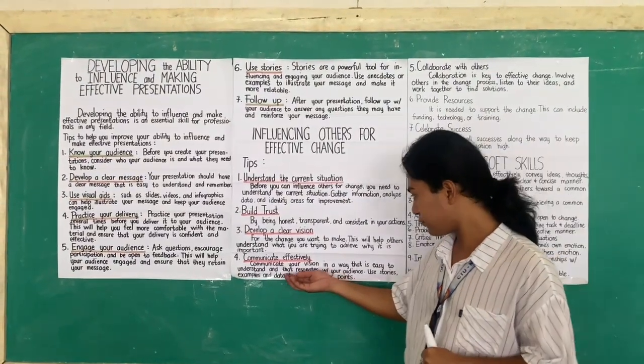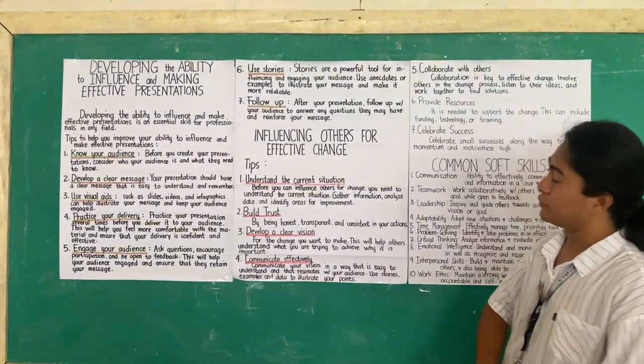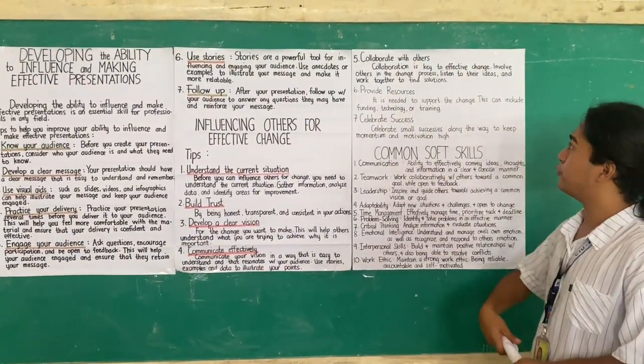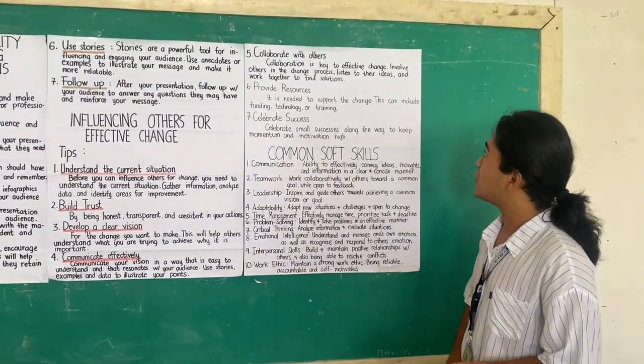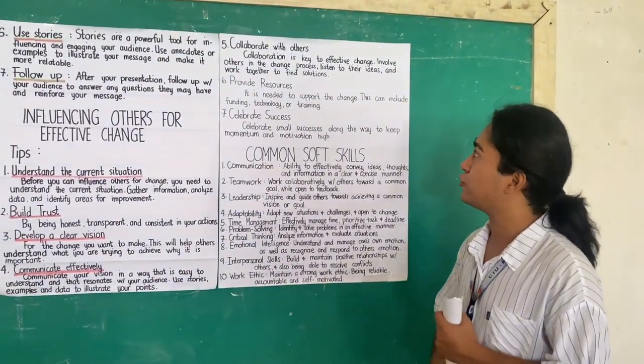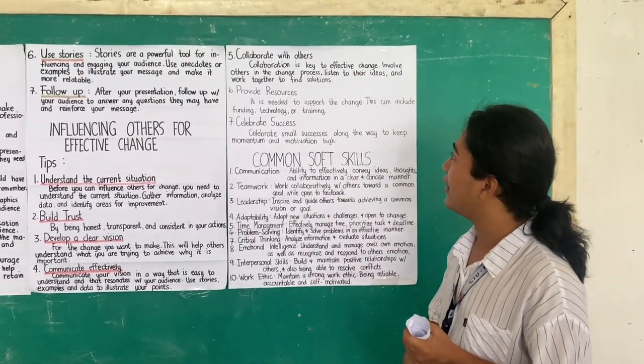And then we should also use data to illustrate your points. So the next one is collaborative with others. Collaborative is the key to effective change. Involve others in the change process. Listen to their ideas and work together to find solutions.